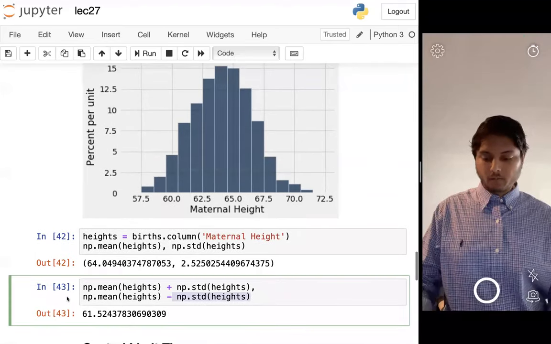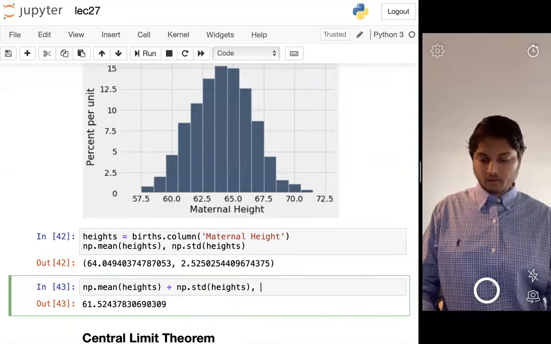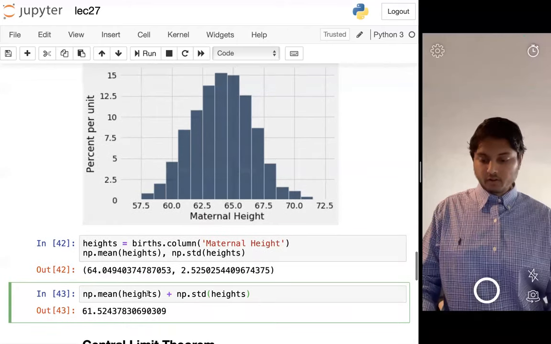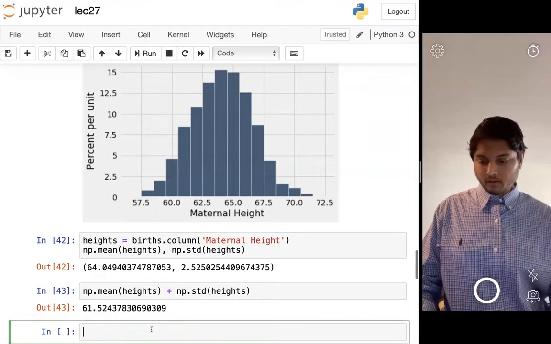Oops, let me move this to a different cell. So this is one standard deviation above the average. Or sorry, let me write, this is showing the wrong thing.